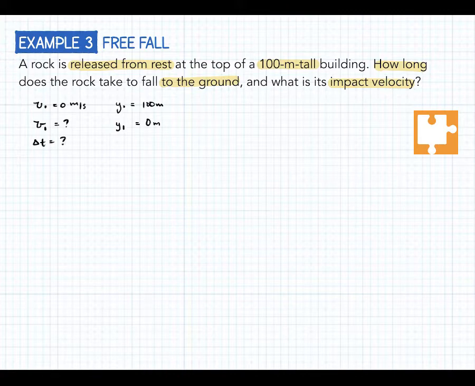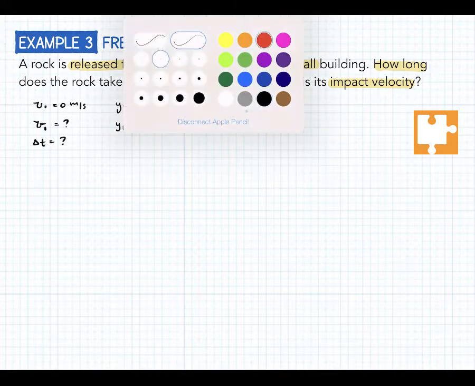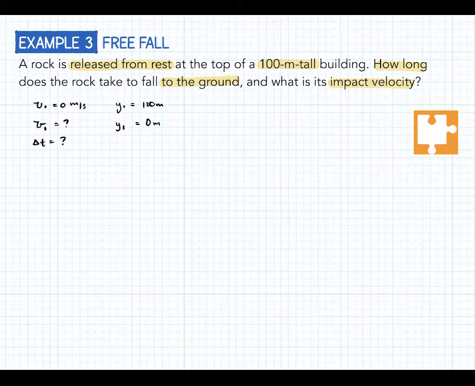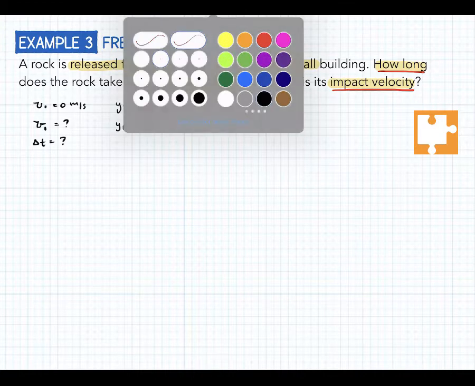So there are 2 questions to answer. What is its impact velocity? And how long does it take to fall to the ground? Okay, so these are our knowns and unknowns, and we want to next draw a picture.